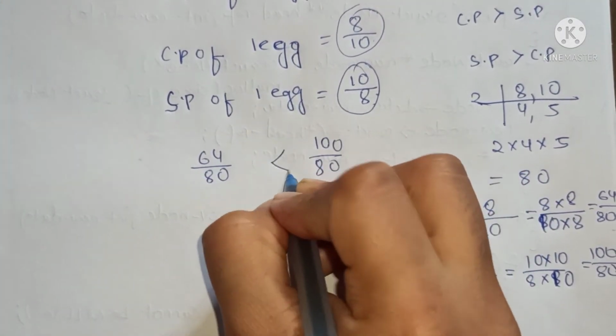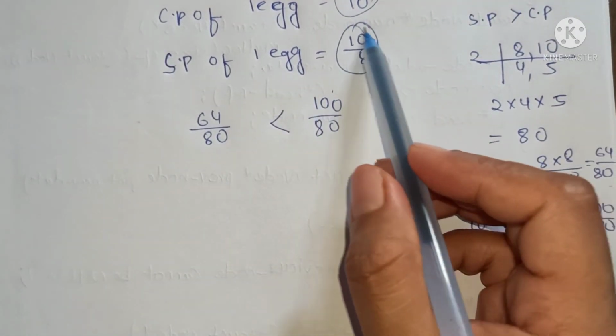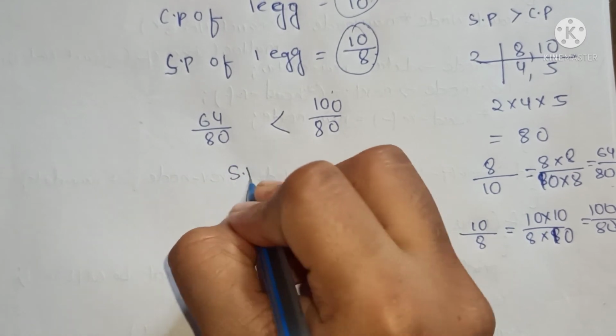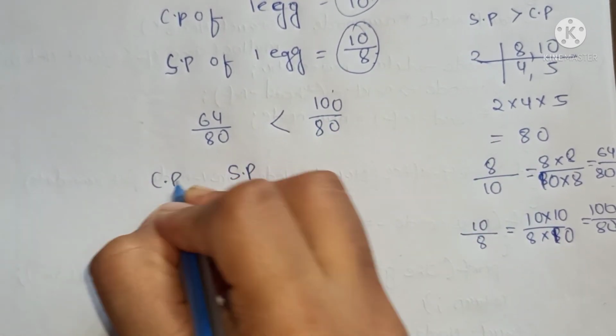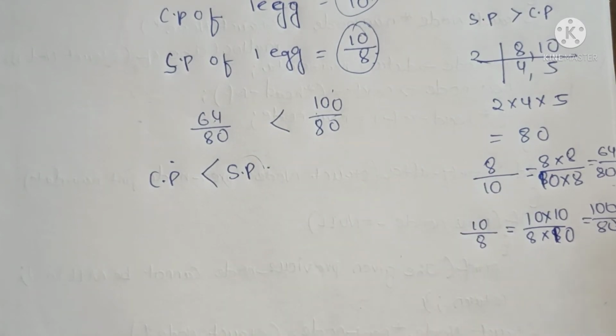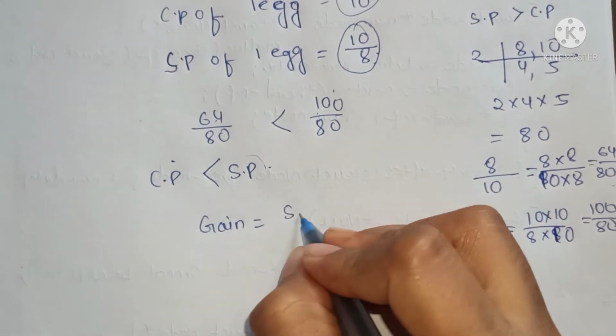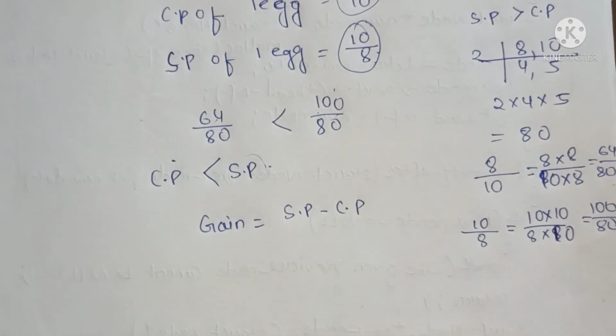So which is greater? 100 by 80 is greater. That means 100 by 80 is 10 by 8. That means SP and CP: SP is greater. This is CP, this is SP. Okay. When SP is greater than CP, it is a gain, right? So gain or profit is equal to SP minus CP.